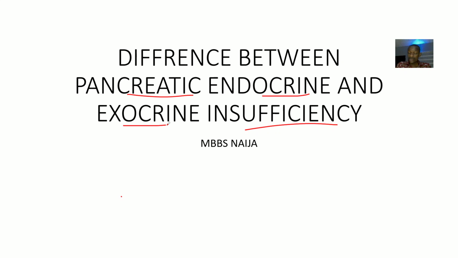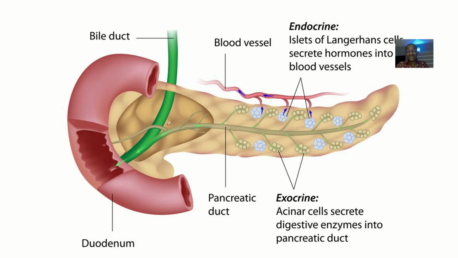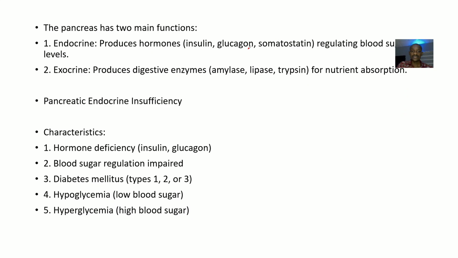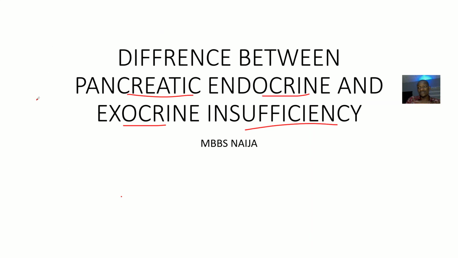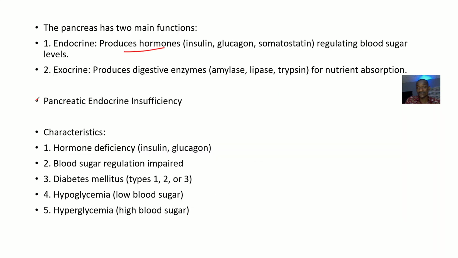Now, endocrine, just like the word implies, endo is more to do with hormones, while exo is more to do with enzymes. You get? So we are trying to find out the differences between pancreatic endocrine insufficiency and exocrine insufficiency.